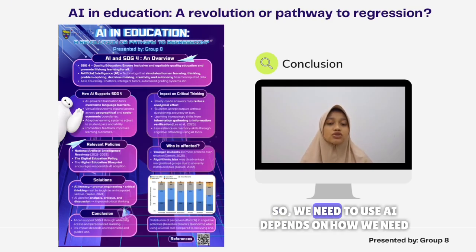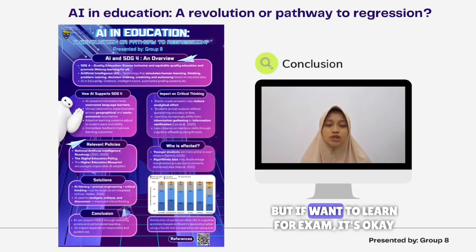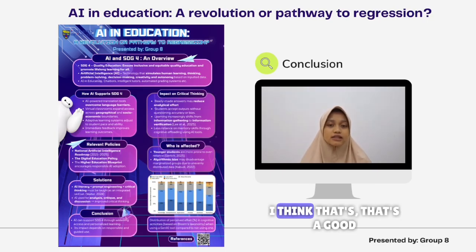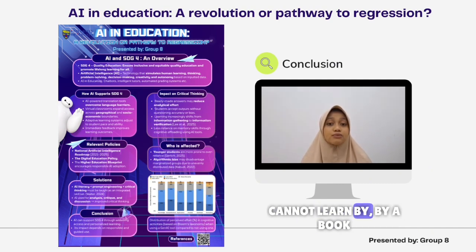So, we need to use AI depending on what we need, but not for cheating, like in an exam or something like that. But if you want to learn for an exam, it's okay. I think that's a good choice to learn if you cannot learn from a book.